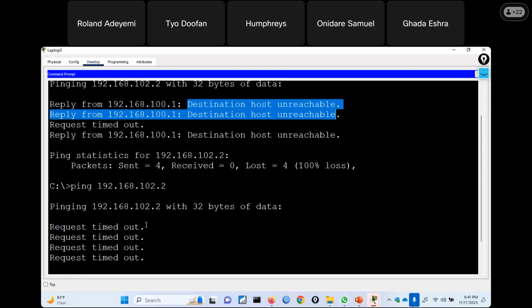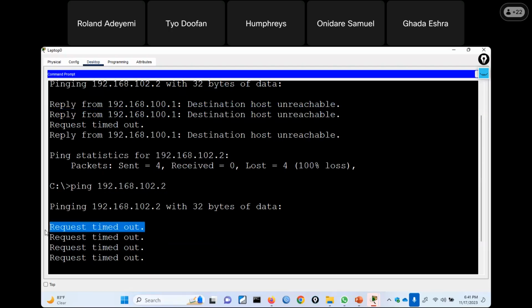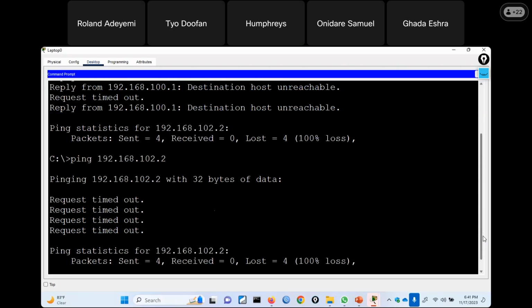But once you are seeing request timeout, it is a bit better. So what is happening? This router still cannot help us get to that destination, even though it knows about that destination. The reason why you are seeing request timeout now is because the router knows that I can get to the destination, but for some reason, I can't really reach the person, or I can't get a reply back. Why can't we get a reply back?